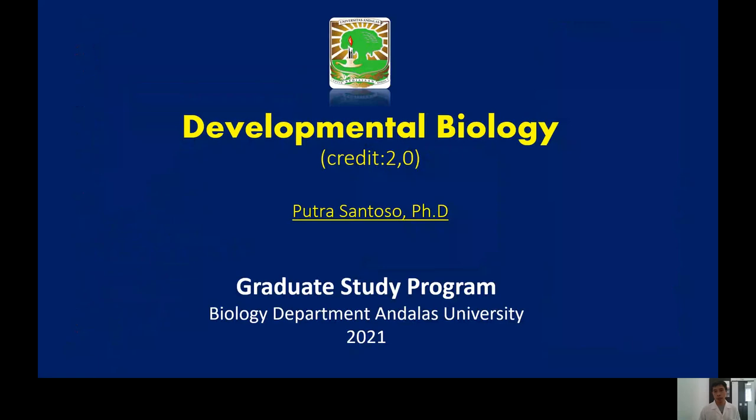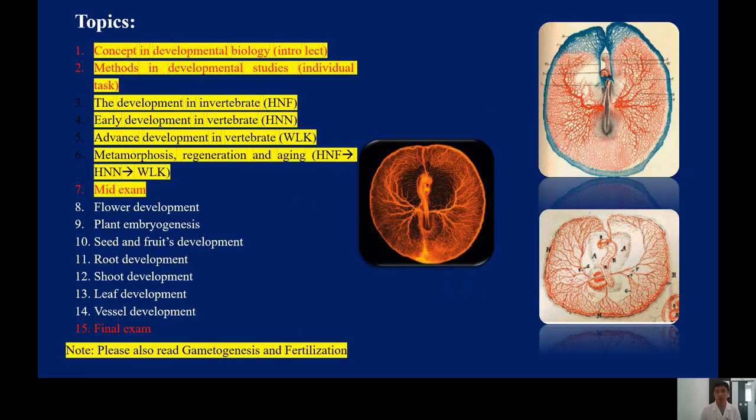This Developmental Biology class is designated for graduate students in the Biology Department for the master class, and it has a credit of 2.0. For the first part, I would like to show the topics that we will focus on learning.